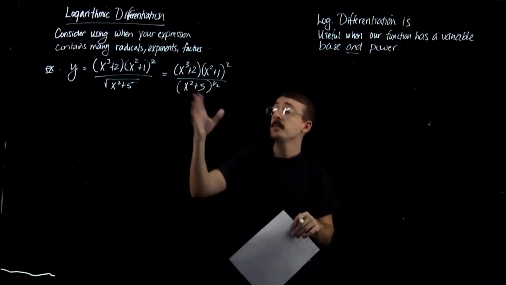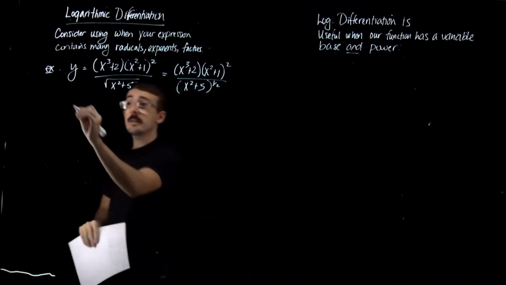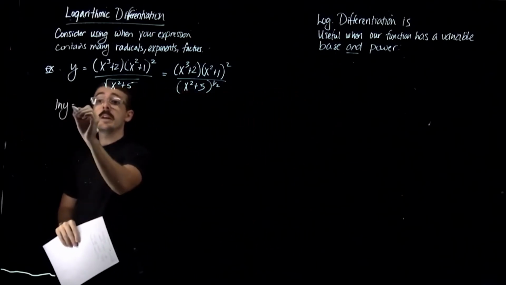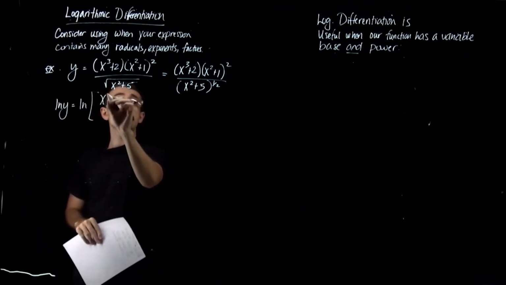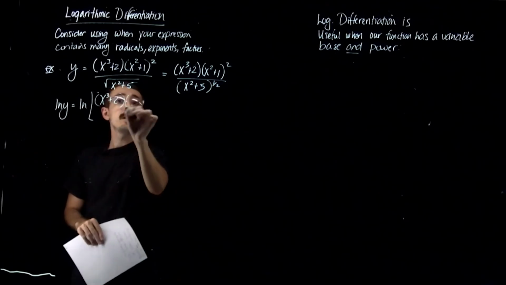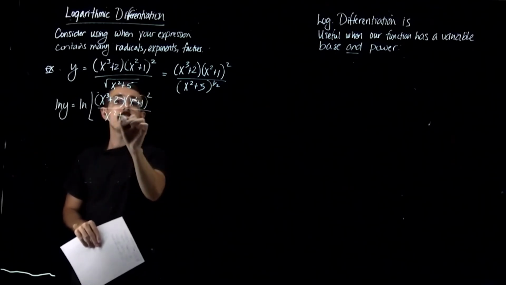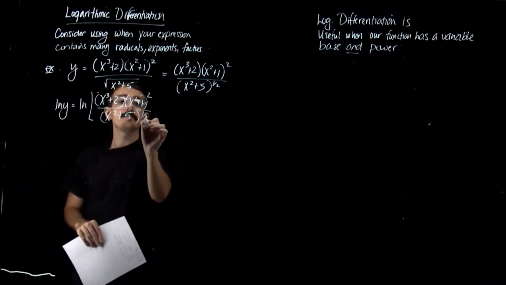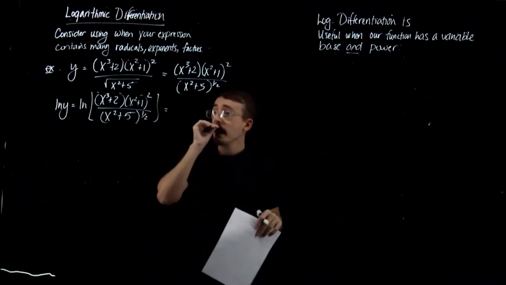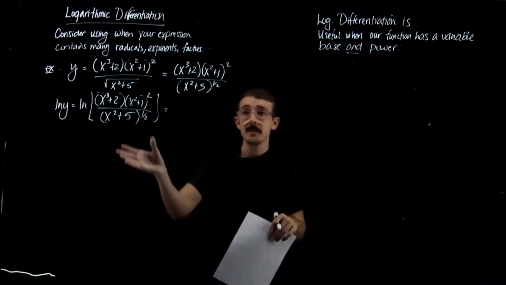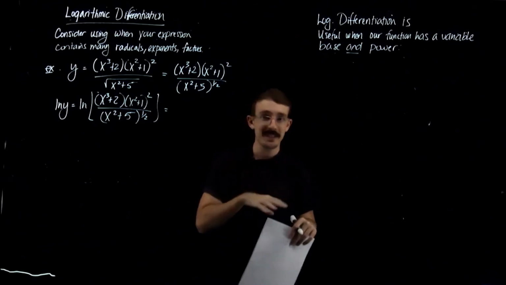And now what I'm going to do is, before you take a derivative, you take the log of both sides. So here I'm going to have log of y is equal to log of this entire expression here, x cubed plus 2, x squared plus 1 squared over x squared plus 5 to the 1/2 power. And what we're doing here is we're going to take advantage of all three of the log properties to make this something really nice and split it into just a sum of very bite-sized pieces.